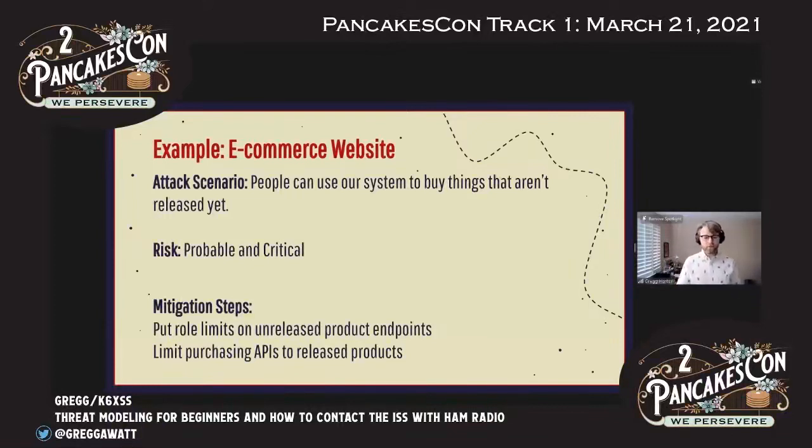So our mitigation steps are to put role limits on unreleased product endpoints. So make sure that only admins can access those endpoints. And then you can limit your APIs to only purchase things from released products. Say there's a database flag, for example, for products that are already released. And if you hit the buy it now API, it won't go through unless it's a released product. So a very simple example of something that you could come up with during a threat modeling exercise.